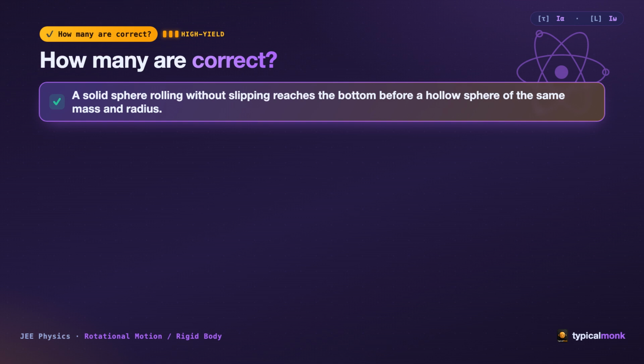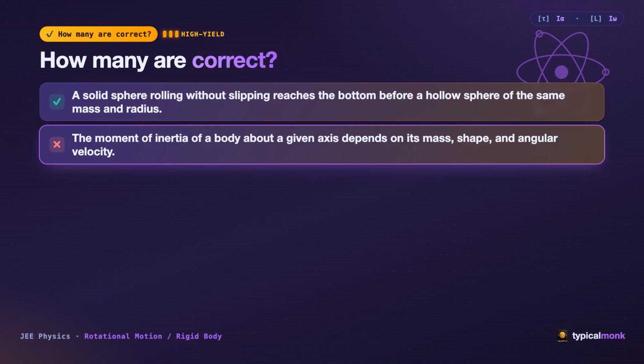I will read some statements. You silently count how many are correct. Statement 1. A solid sphere, rolling without slipping down an incline, reaches the bottom before a hollow sphere of the same mass and radius. Hold your verdict.